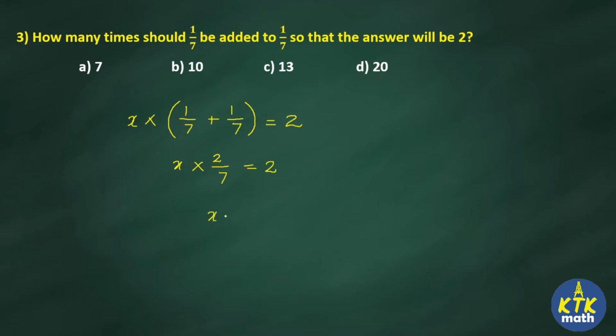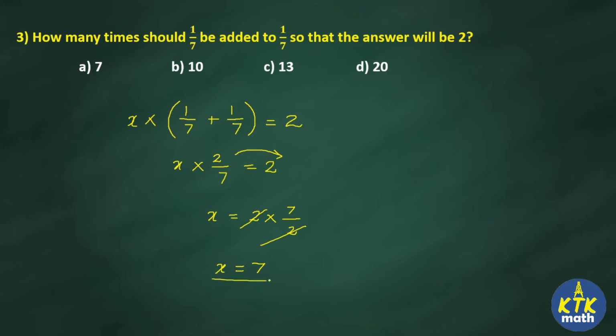So x is equal to 2 into this 2 by 7. I need to shift it to the right side. It will be the reciprocal. Whenever one fraction moves to the opposite side of the equation, it will be the reciprocal. So 2 by 7 becomes 7 by 2. 2 got cancelled. So your answer is 7.